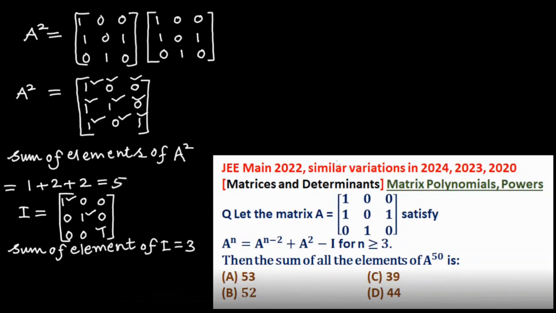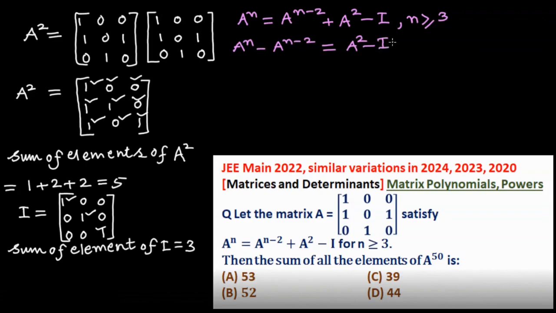Next we have to establish the pattern of terms in the given relation: A power n equals A power n minus 2 plus A square minus identity matrix, where n is greater than or equal to 3. A power n minus A power n minus 2 will be A square minus identity matrix I. Here, since we have to find the sum of all elements of A power 50, and 50 being an even number, we will find equations for successive even powers of n.